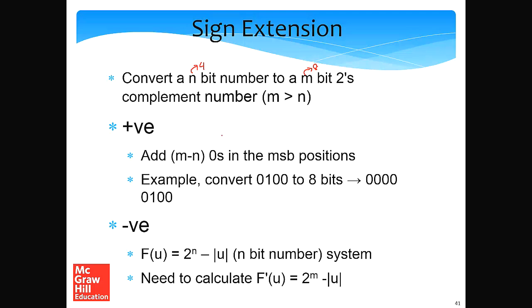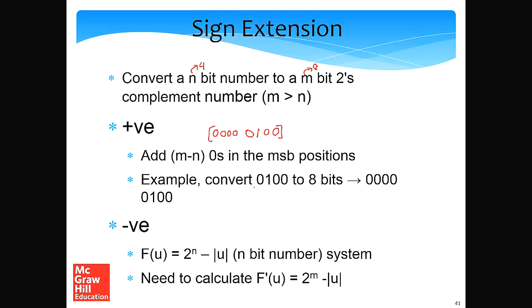In almost all proofs, we divide it into two subcases. In one subcase, the number is positive, and in the other subcase, the number is negative. So let's consider that I have the number plus 4, represented in binary as 0100, and I want to convert it into an 8-bit positive number. All that I need to do is, in the 4 most significant positions, add 4 zeros. So this is a valid representation in an 8-bit number system.